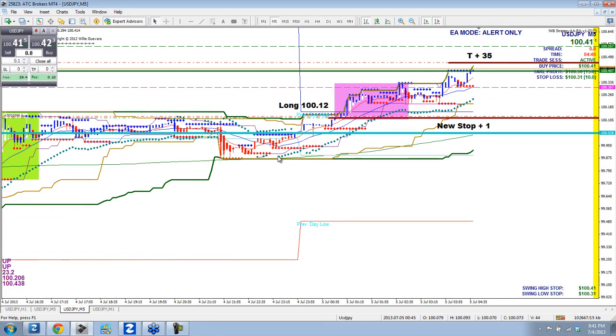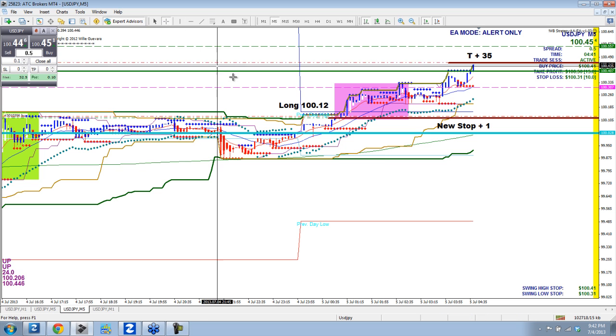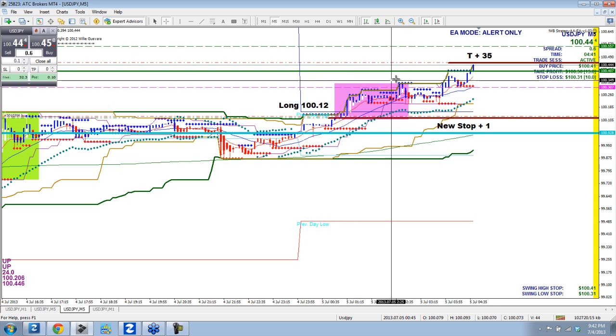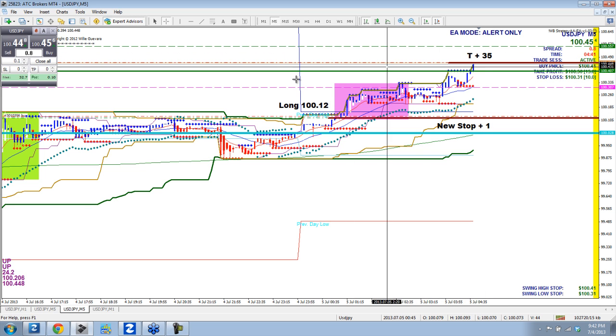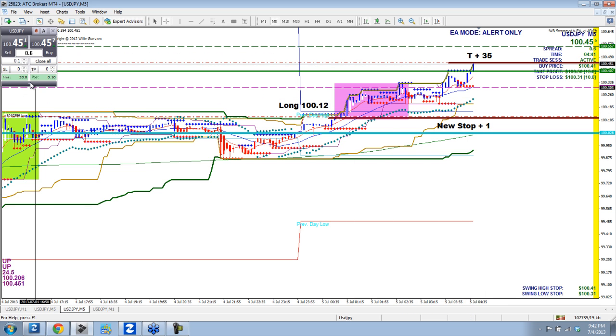This is Willie, and today is the 4th of July in the United States, but in Australia it's already Friday, July 5. You're looking at the dollar yen. I went long on this currency pair at a price of 100.12, designated by this maroon line. My target is 35 pips, which is this red line. You can see right now we're currently up 33.